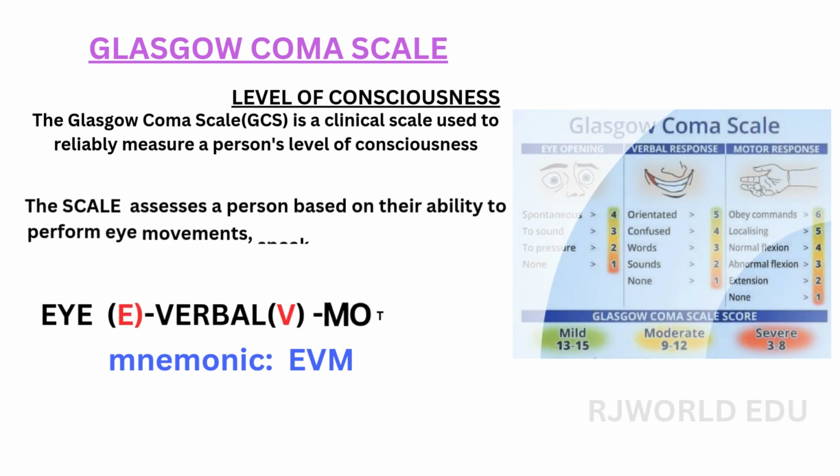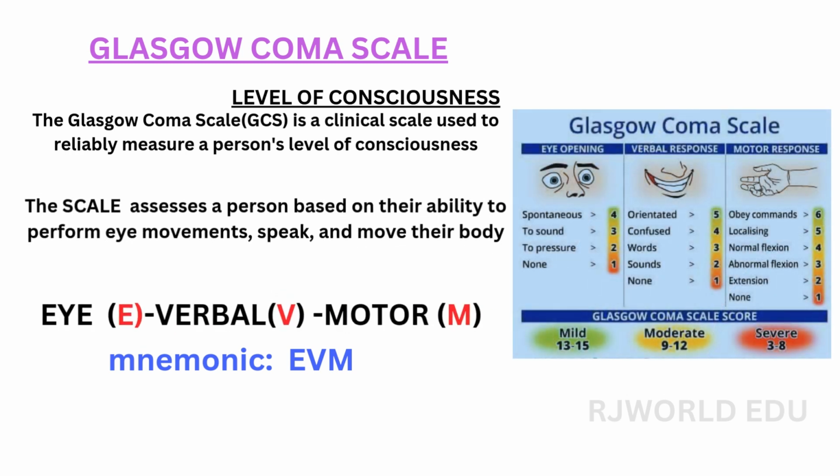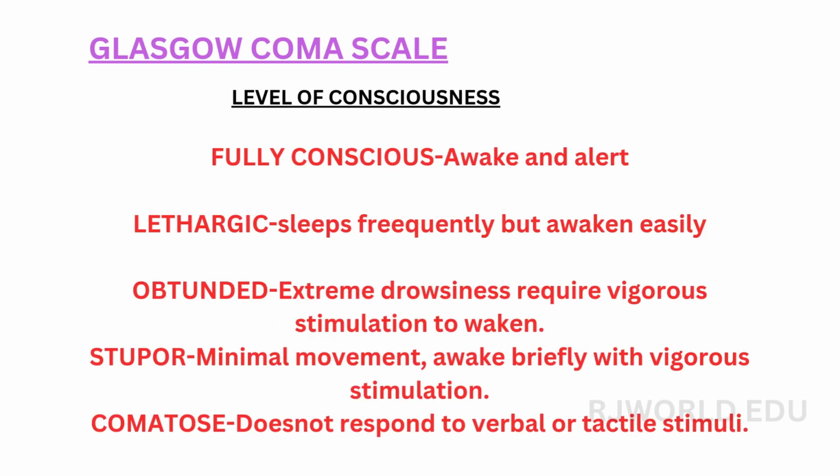Glasgow Coma Scale, GCS, is a clinical scale used to reliably measure a person's level of consciousness. The scale assesses a person based on their ability to perform eye movements, speak, and move their body.